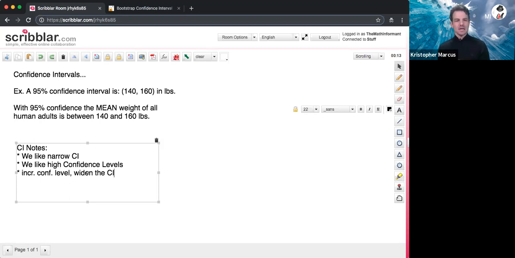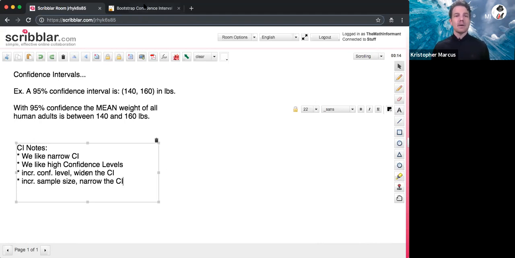So the question is, how do you increase the confidence level without widening the confidence interval? Is there a way to get a narrow confidence interval and still have high confidence? And the answer is yes. The best thing to do is simply increase your sample size. Why? Because that will narrow the confidence interval window itself. And you can still maintain a very high level of confidence.